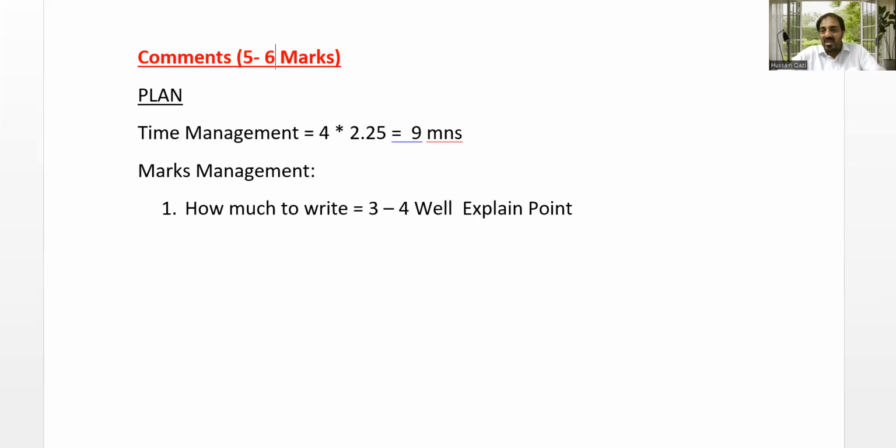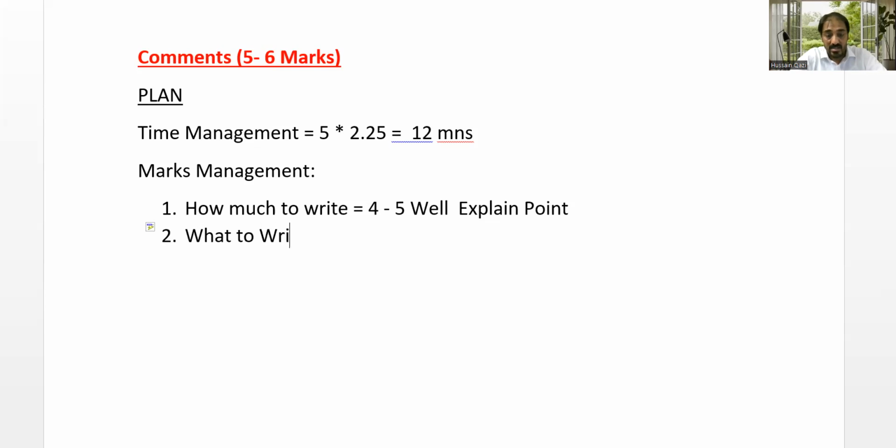So professional marks are not isolated. Whatever you are writing here, those professional marks are included within the points. So it's not 4, it's at least 5 multiplied by 2.25. So you have almost, I can say, 12 minutes. So for 5 to 6 marks, you have to mention 4 to 5 well explained points. Now plan what to write. What to write means, think about what the key points are.